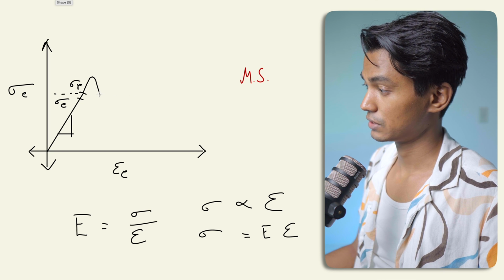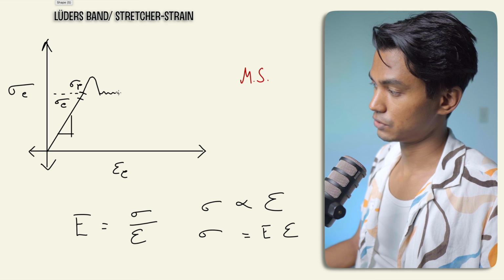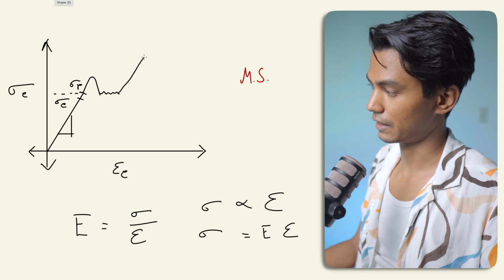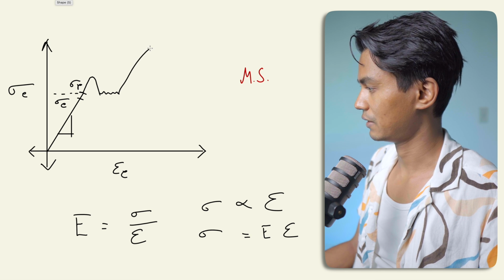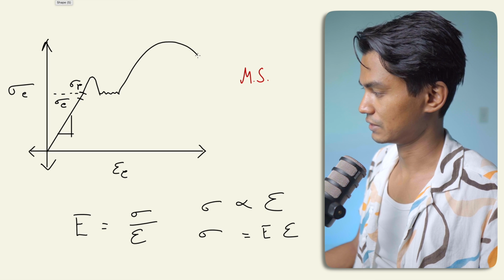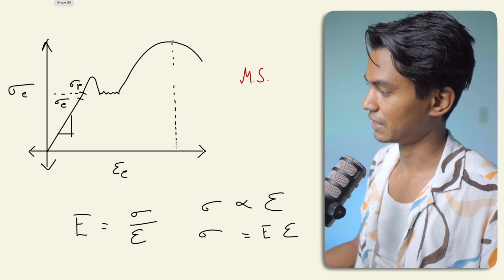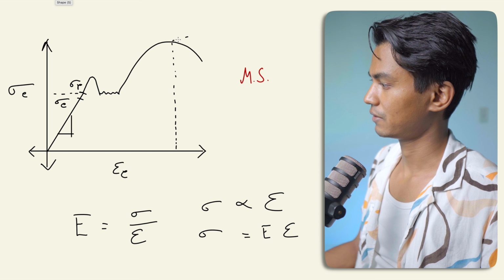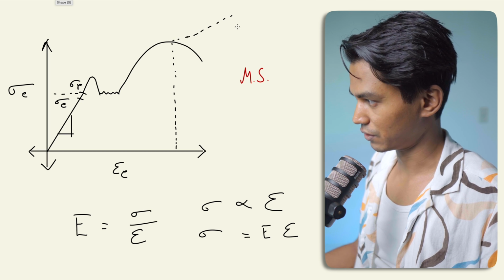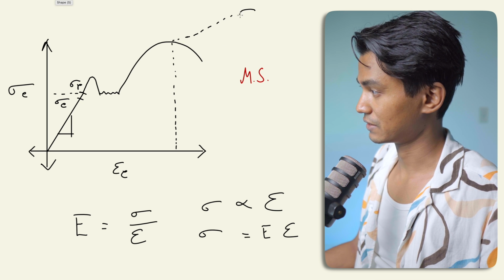Then you are going to see something called Luders band. It is also called stretcher strain. Beyond this, you are again going to see an increase of stress for the increase of strain, and then it is going to face this dip. Now till this point, the engineering stress strain curve is same as the true stress strain curve, but this is where it differs. This is going to be your true stress, and this is going to be your engineering stress.